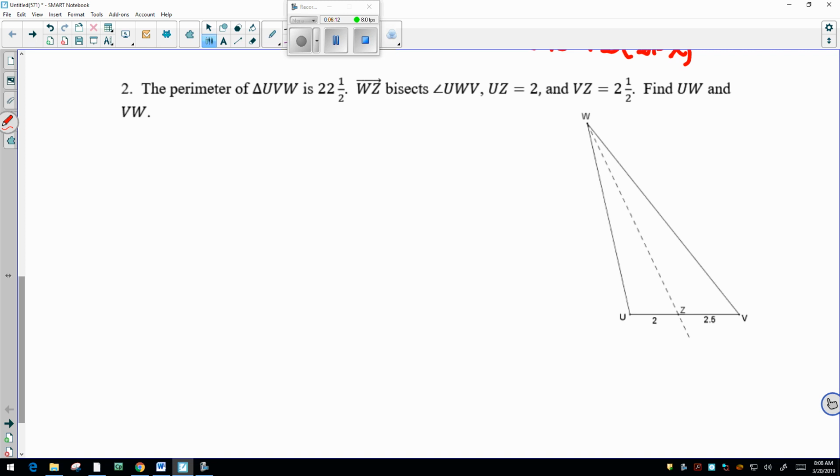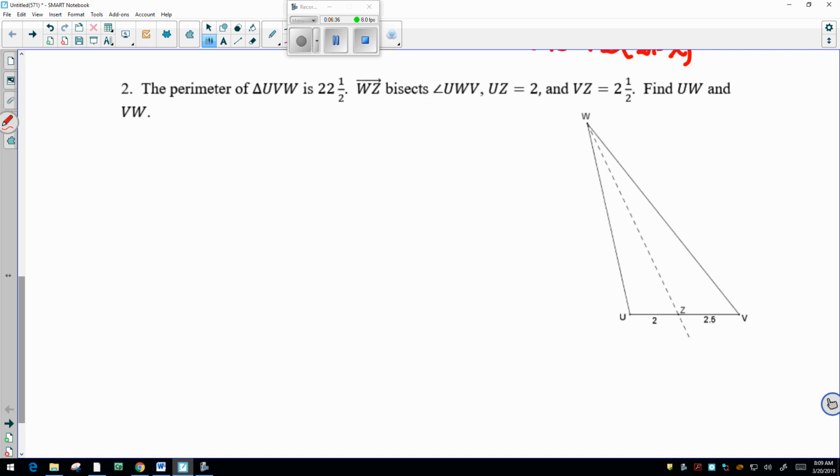Okay, number 2, similar idea. The perimeter of this triangle is 22 and a half. So thinking perimeter meaning all of our sides added up. So WZ bisects that angle. So now I have an angle bisector hitting a side of my triangle, gives me 2 parts, meaning I know I can compare these 2 sides along with these 2 sides. And it says we have to find these.